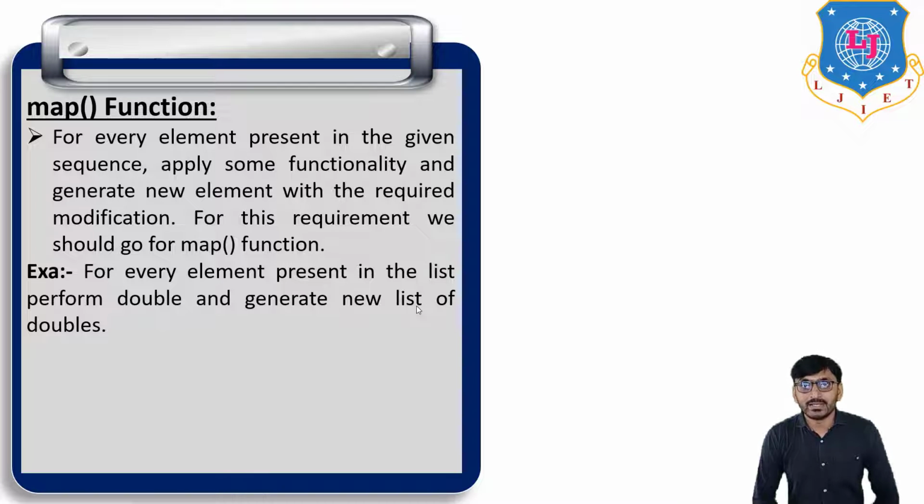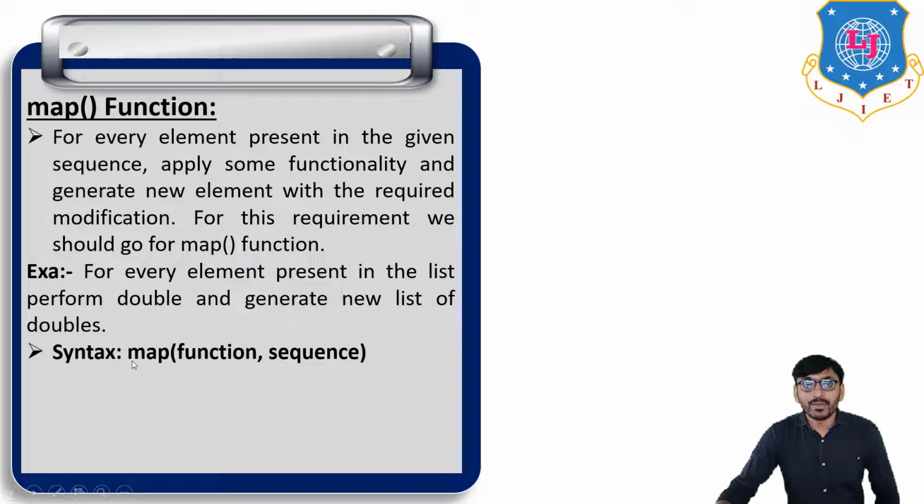Okay, for example, there is one list L. It contains three elements 1, 2, 3. And now we apply the map function on this list, and if we double all elements, then L1 contains 1 into 1, 2 into 2, 3 into 3. So we apply this map function on every element of the sequence. Okay.